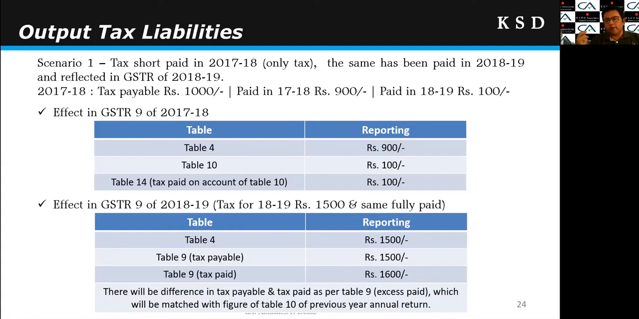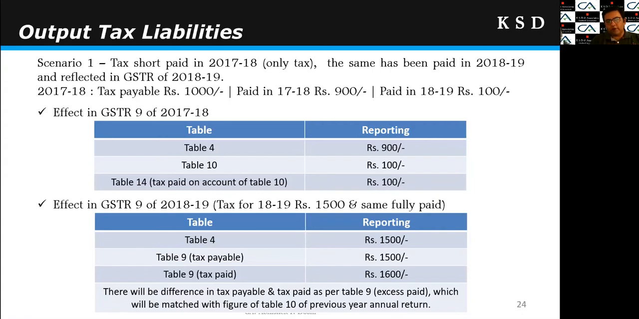The same short payment of tax has been paid in the GSTR 3B of the next year, say for example April 18, right? Then what will be the consequences in the GST annual return? Here we are not talking about the cases where there was a short payment and I have discharged the liability through the DRC 03 channel. If I have discharged the liability through DRC 03, the same will not come over here, right? So here is the case.